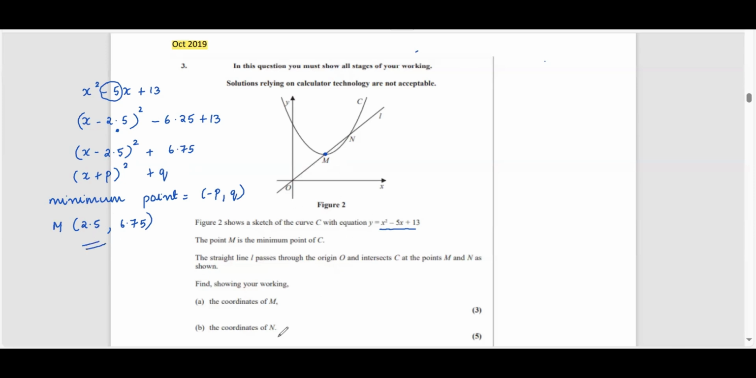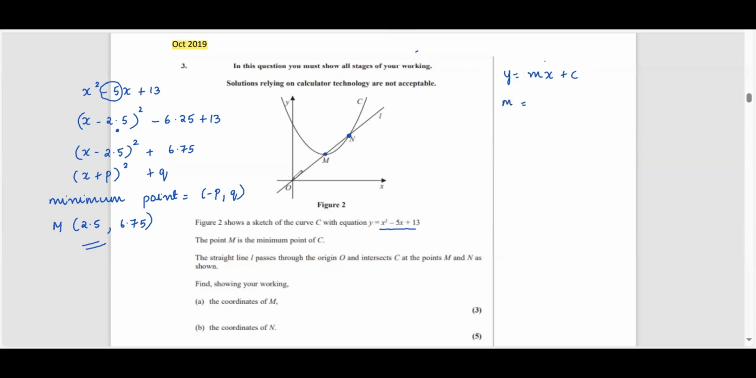The b part of this is to find the coordinates of N. N is a point of intersection of the curve and the line. Here we have the equation of the curve, but we don't know the equation of the line. First of all, let's find the equation of the line. The equation of a line is always in the form y equals mx plus c. Now we need to find the gradient first.